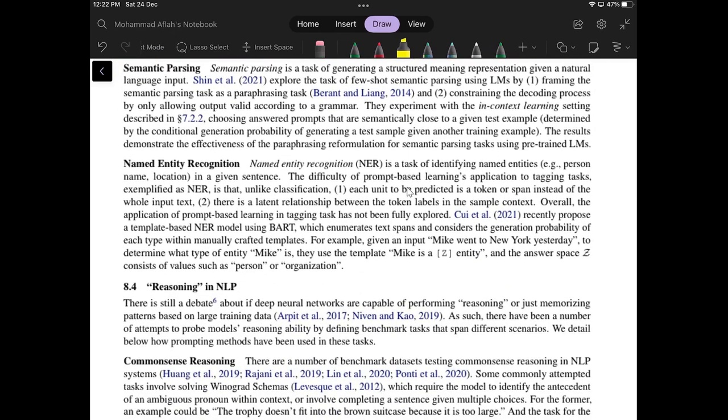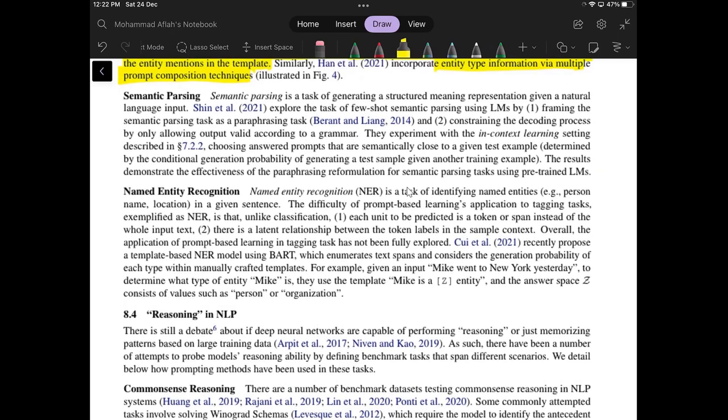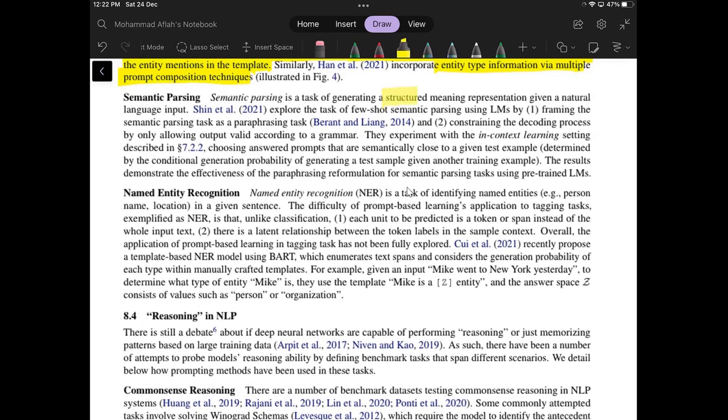Then you have semantic parsing. Semantic parsing is a task of generating structured meaning representation given a natural language input. Shen et al. 2021 explored the task of few shot semantic parsing using language models by framing the semantic parsing task as a paraphrasing task, constraining the decoding process by only allowing the output valid according to the grammar.